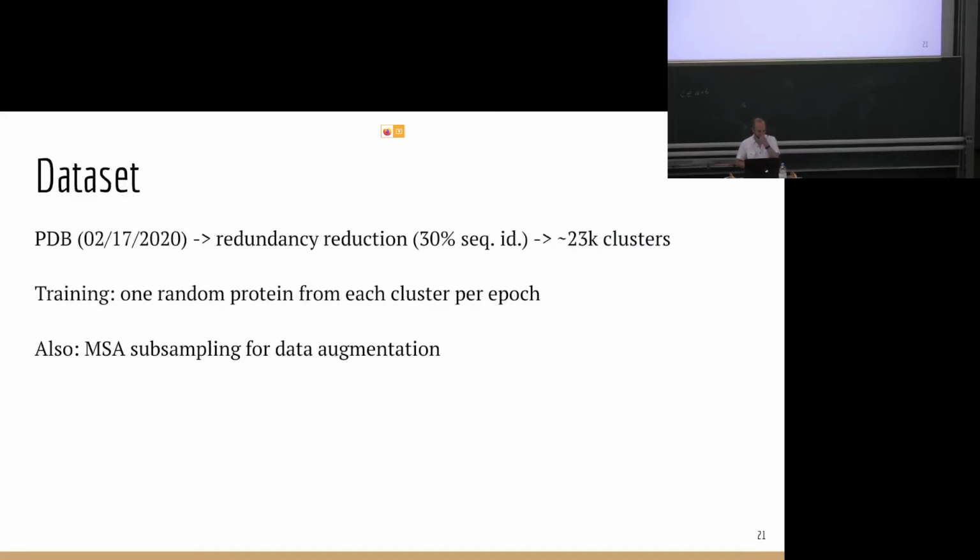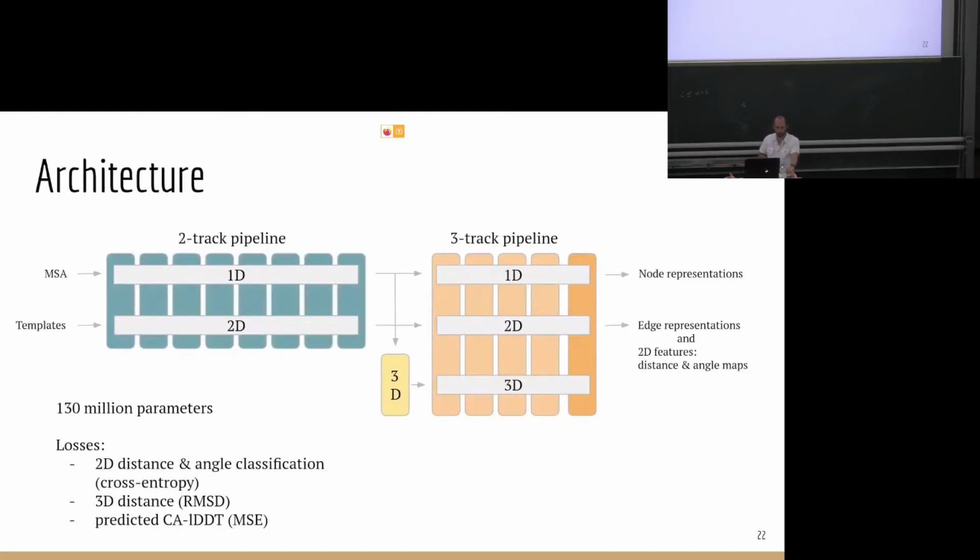So quickly on the data set that I've been using, they've used a PDB snapshot from 2020. They also do redundancy reduction with 30% sequence identity, getting out 23,000 clusters. And kind of similar to AlphaFold, they're not throwing away anything that is not a cluster representative, but they're just selecting a random protein from each cluster per epoch. So eventually they're going through all the training data they have. They just make sure to remove the bias towards large families, which is the main reason why we do the clustering in the first place. They also do some MSA subsampling, but this is what every MSA-based method does nowadays.